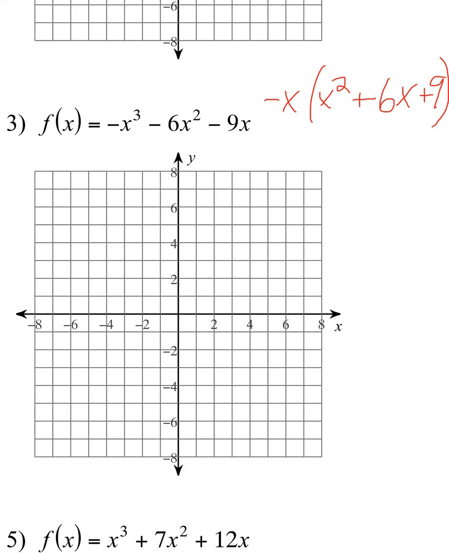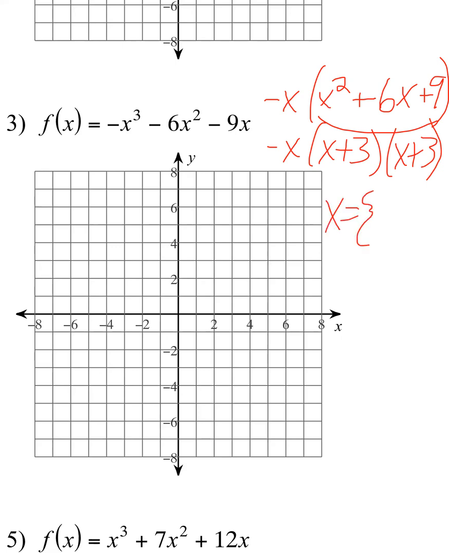Okay, and now I can continue to factor what's in here. That's a quadratic that does factor. So that would just be x plus 3 and another x plus 3. So what does that mean? When I go to find my solutions, I would have 0 from this, and then I get negative 3 twice. So I'd say negative 3 with multiplicity of 2.